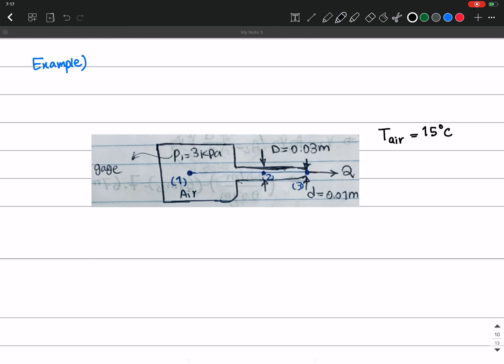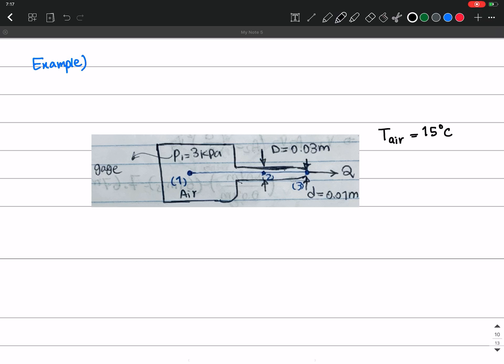Hello everyone. In this session, I want to solve two more examples for the application of Bernoulli equation, and then I want to introduce slice gate and crested weir, and after that, this chapter will be finished. Okay, so let's solve another example.